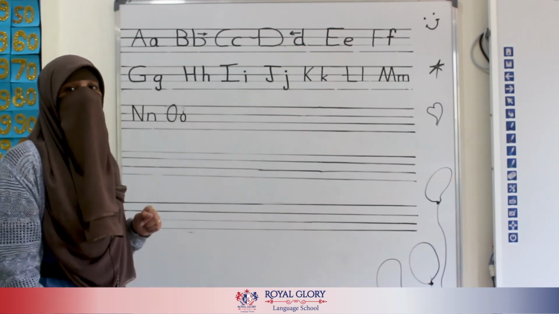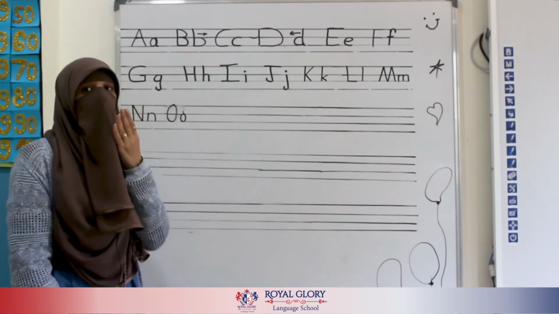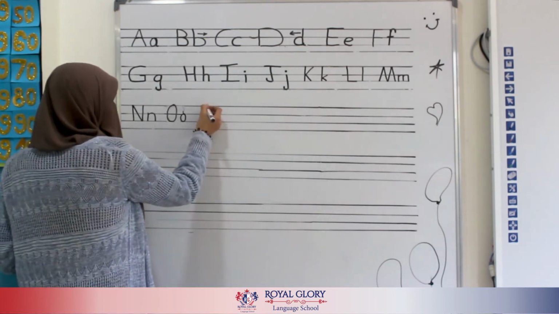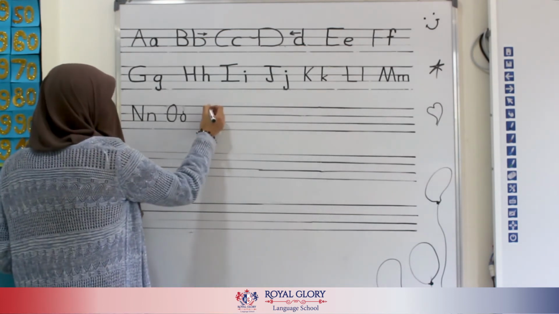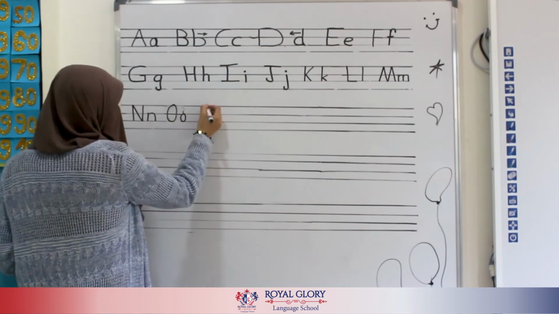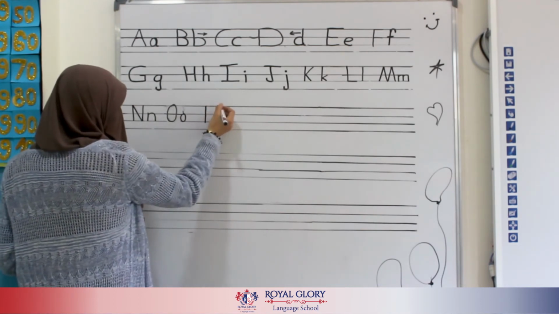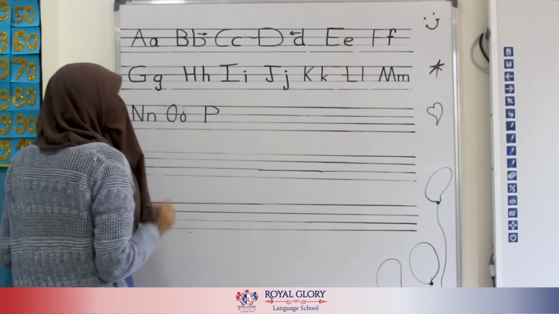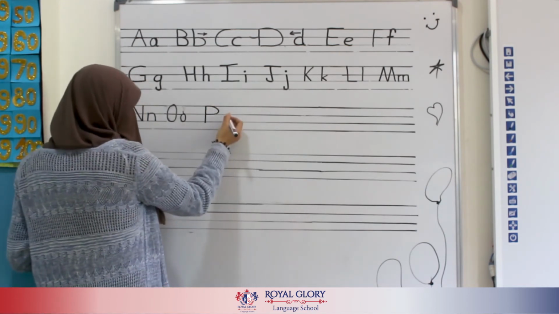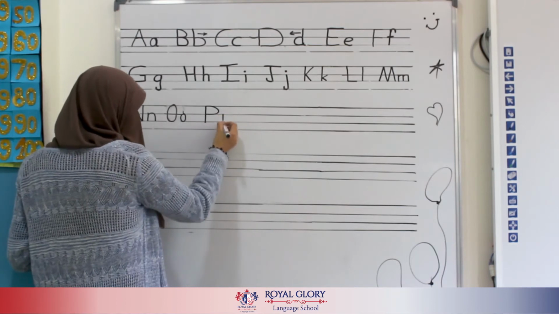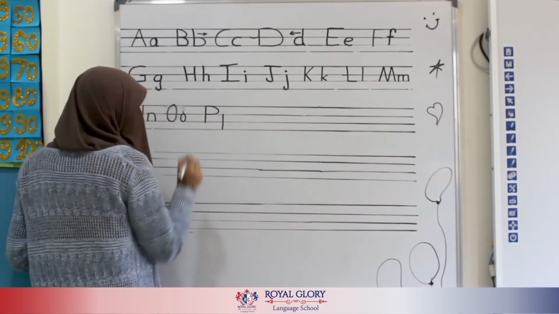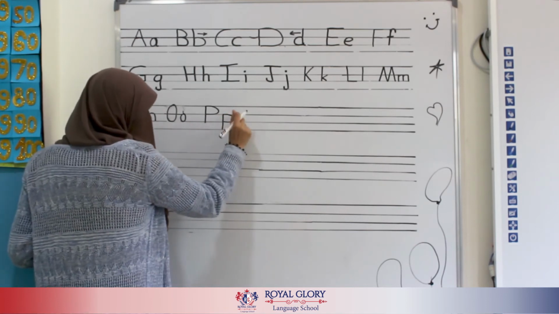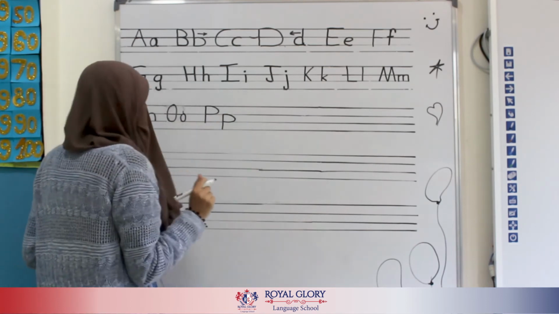Letter P, its sound is P, P, like in pig. How to write it? Standing line down, and a small half circle between line number 1 and line number 2. The lowercase from line number 2 to line number 4, standing line down, then a small half circle between line number 2 and line number 3. P.